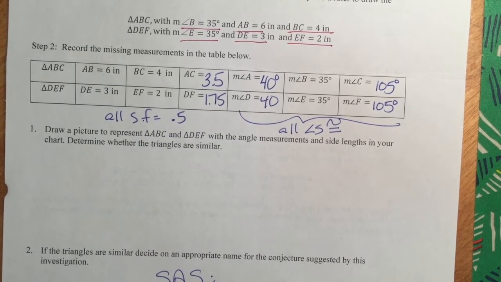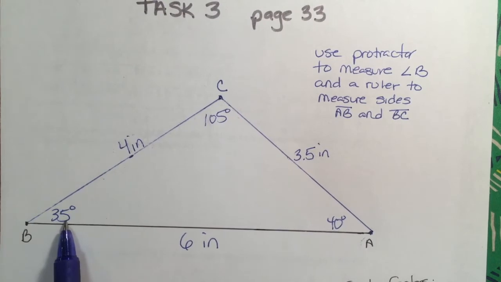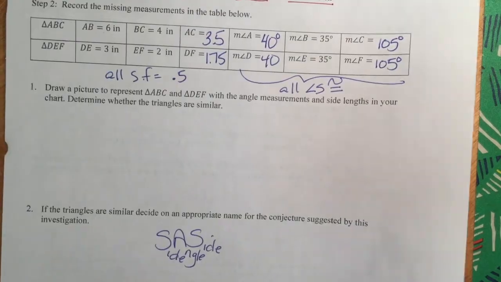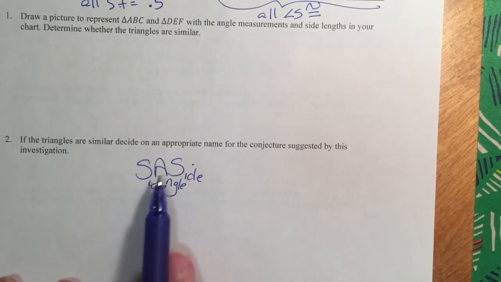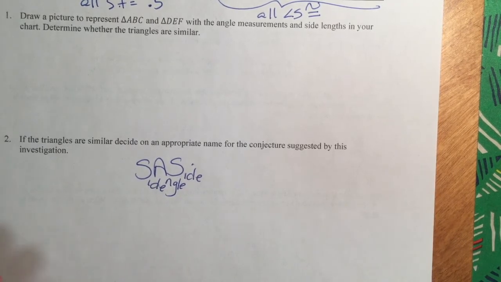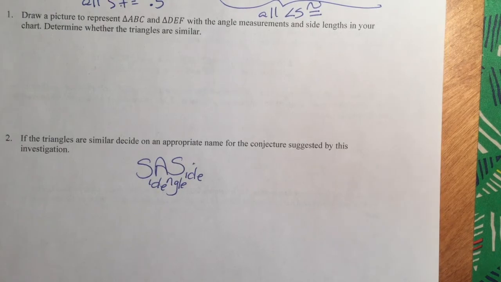Now, what did they give us for these triangles? They gave us two sides. They gave us the two sides with the included angle, right? Remember from your triangle congruence, we could call this one side, angle, side, because they gave us the lengths of two sides and the angle in between the sides. And as long as those sides are proportional and the angle is congruent, we are looking at similar triangles.